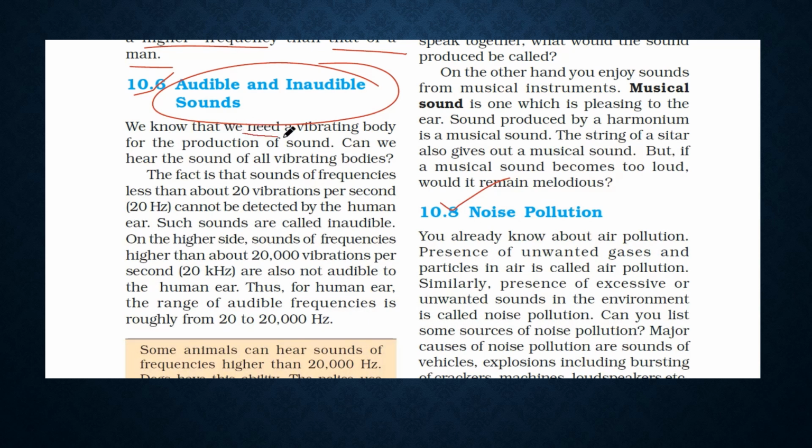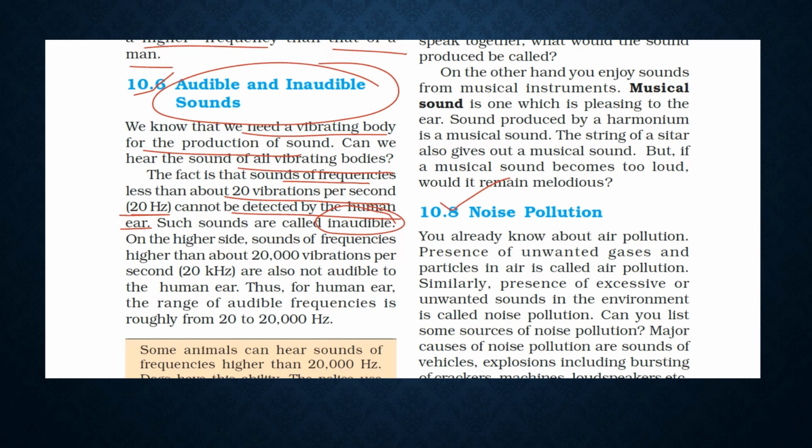So we know that we need a vibrating body for the production of sound. From the beginning we are saying that only when vibration is caused, sound is produced. So can we hear the sounds of all vibrating bodies around us? The fact is that sounds of frequencies less than 20 vibrations per second, that is less than 20 hertz, cannot be detected by the human ear. Below 20 hertz, it can't be audible by the human ear. Such sounds are called inaudible sounds.